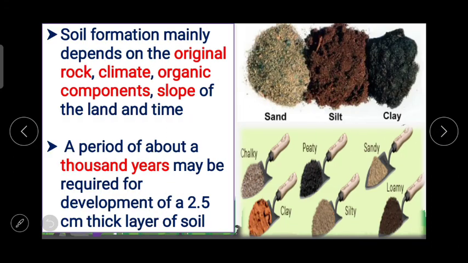Now, what about soil formation, how does it form? Soil formation mainly depends on the original rock, climate, organic components, slope of the land and time. So all these factors are very important in the formation of soil. For the formation of soil, it is very important to have original rock.